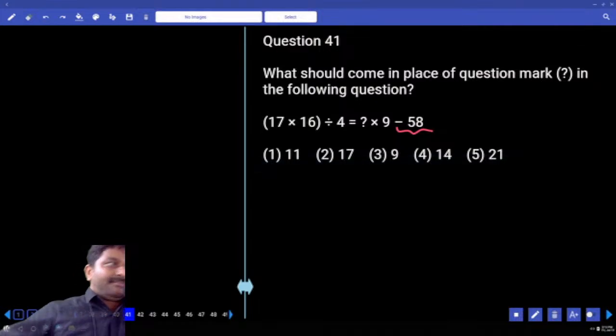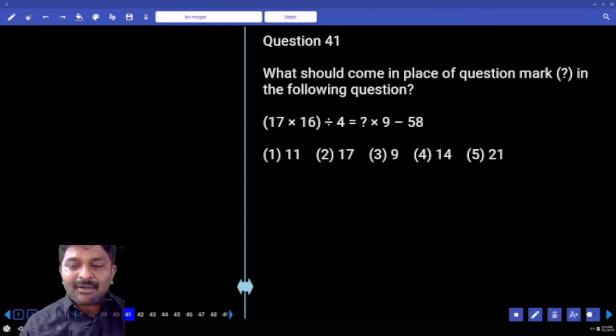Minus 58. Where is the x value? Left hand side or right hand side? Right hand side, what is the extra fellow? Minus 58 is the extra one. We'll take it to the left hand side. It becomes plus 58 only.